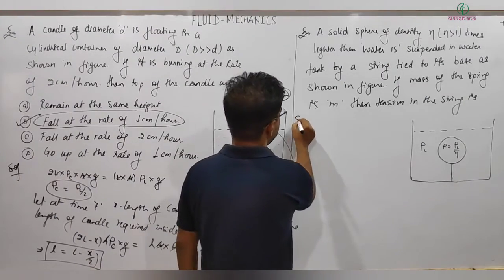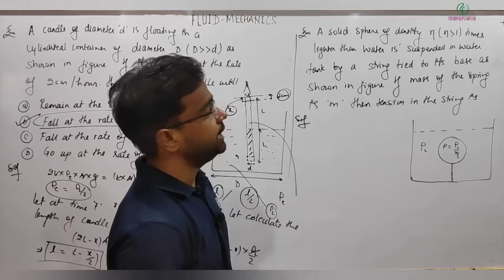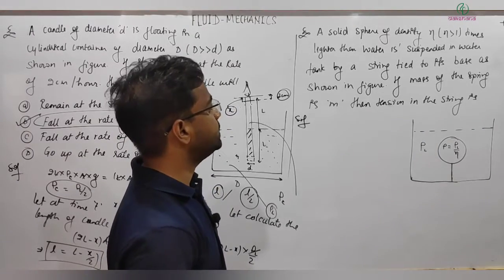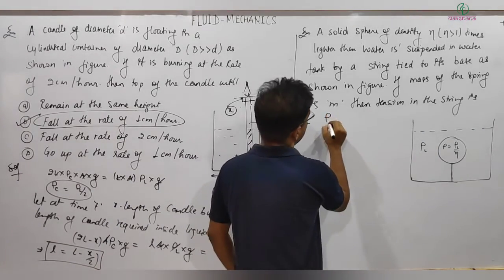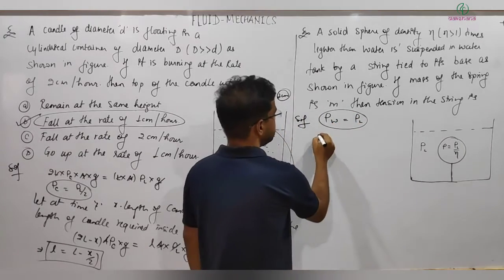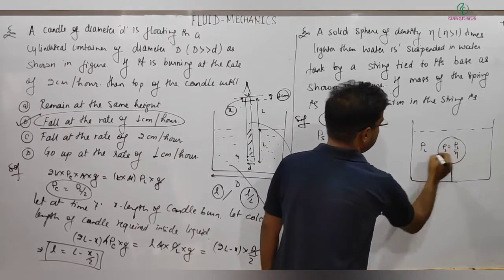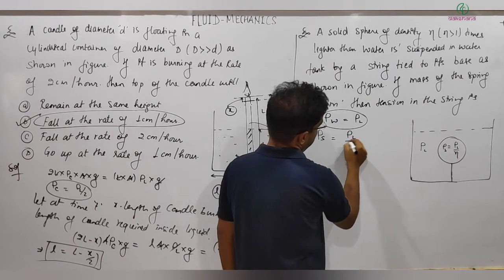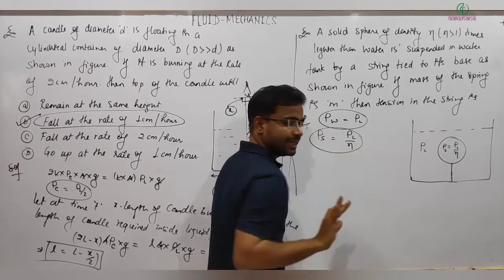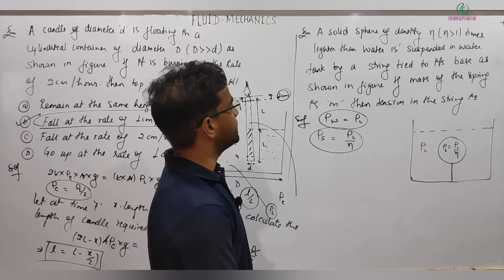Let's see the next problem. So here we are given a solid sphere of density eta times lighter than water. So let's say the density of water, I am taking it as rho liquid. Then the density of the solid sphere will be equal to what? Density of solid will be density of liquid divided by eta. This is the condition. It is suspended in a water tank by a string tied to its base as shown in the figure.